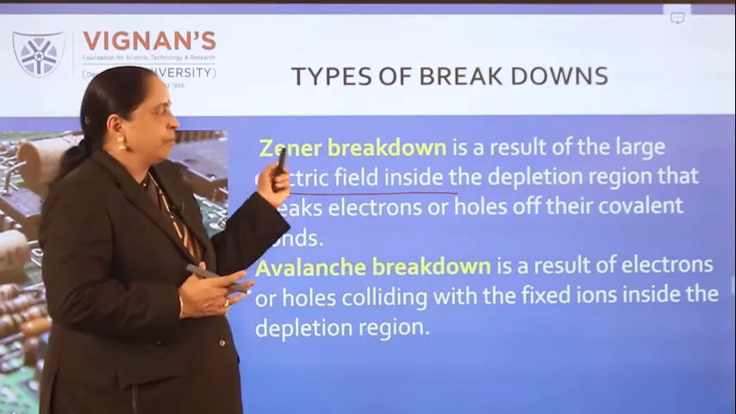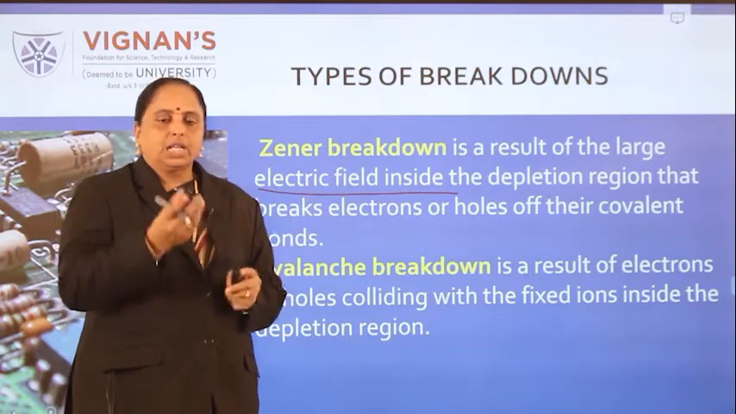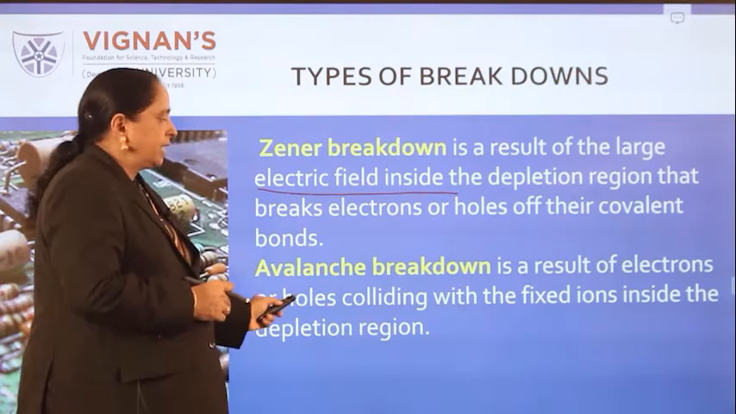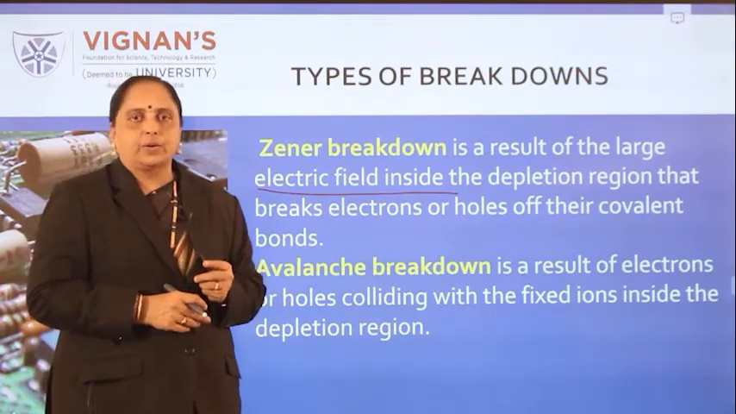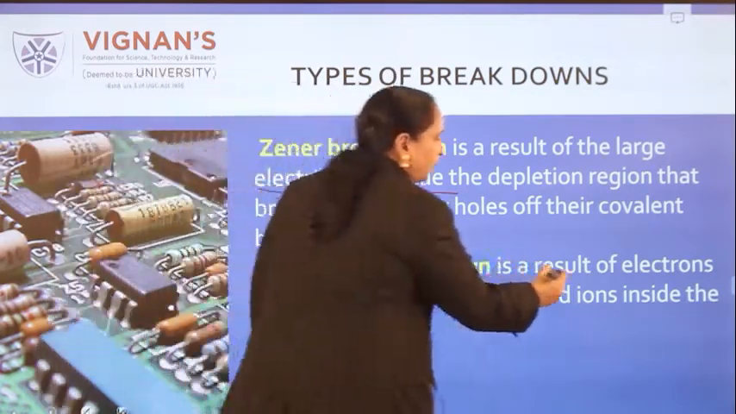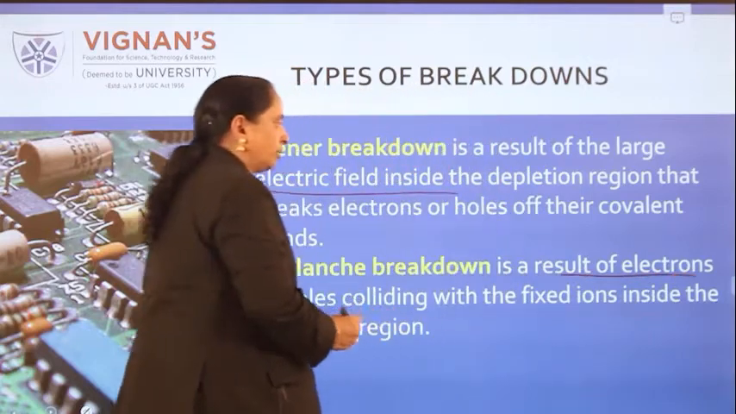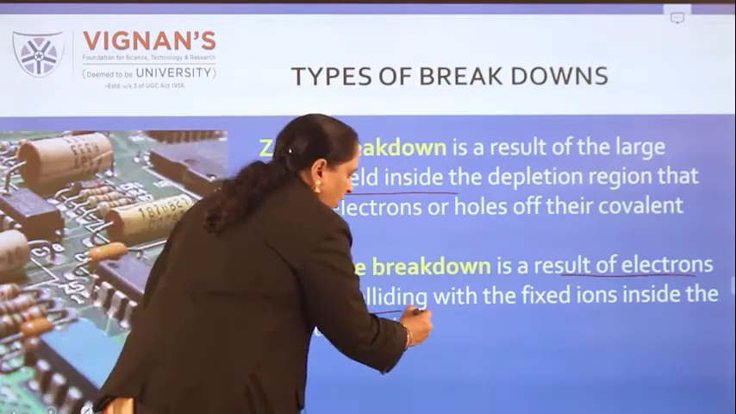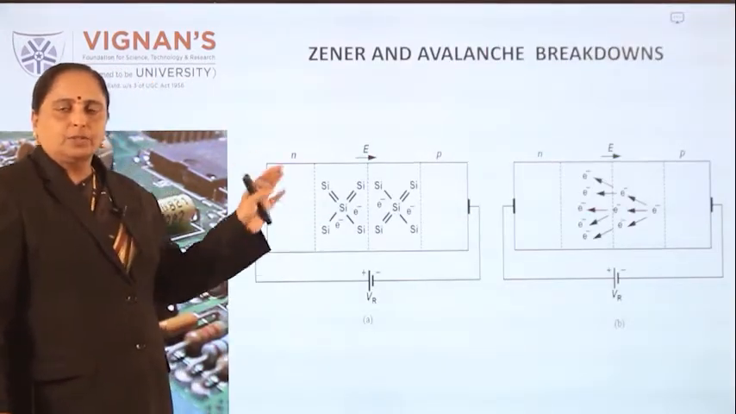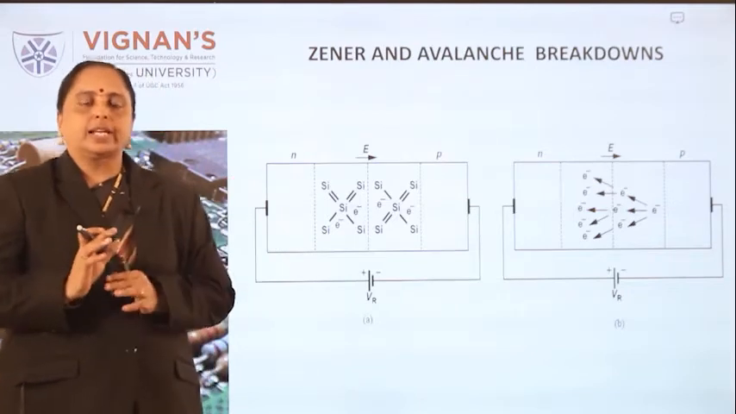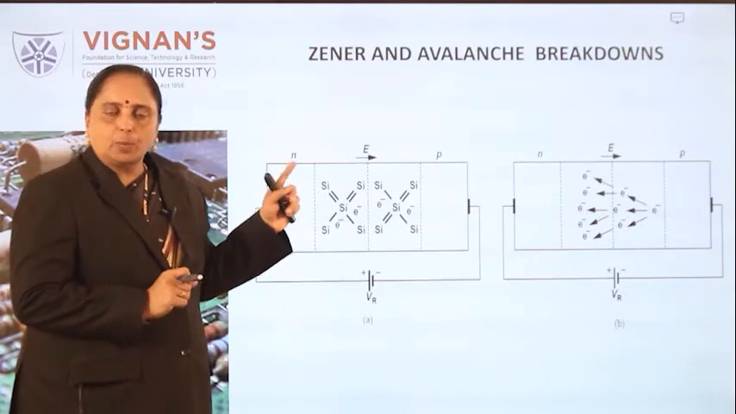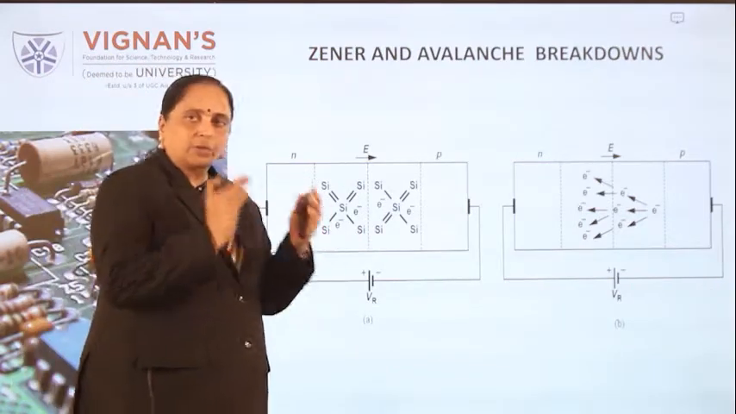Whenever the diode is heavily doped, even for a small amount of reverse voltage, this breakdown will occur. Whereas in a normal PN junction diode, due to light doping, some avalanche multiplication takes place. This is due to electrons or holes colliding with the fixed ions. See here, in case of Zener breakdown, we have to select a heavily doped PN junction diode. In a heavily doped PN junction, the depletion width will become narrow.